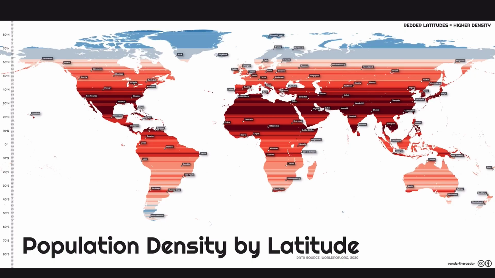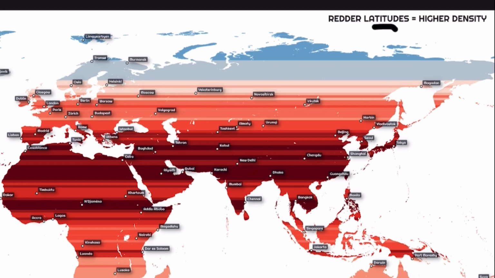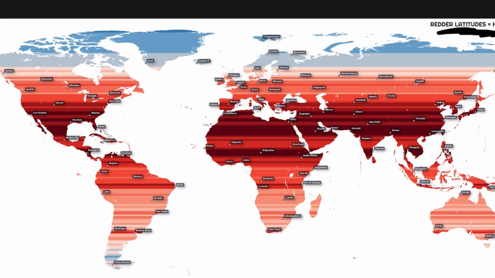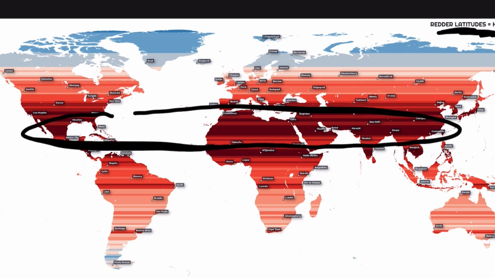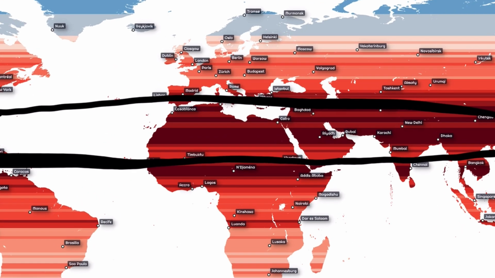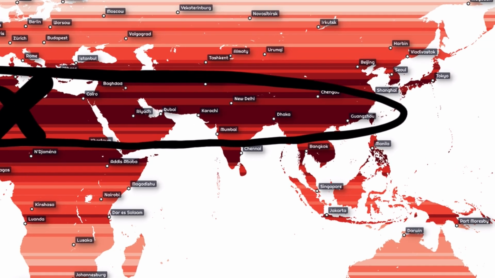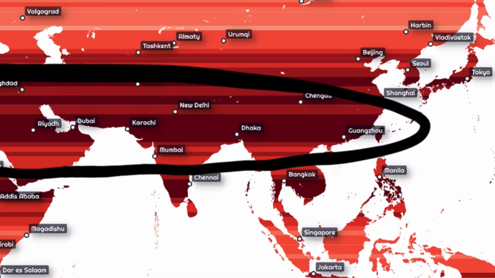Okay, so this first one is population density by latitude. As we can see here, redder latitudes equals higher population density, and immediately you can see that this band right here has a ton of people living in it. Now this band goes right through the middle of the Sahara Desert, and I can guarantee you essentially nobody lives there. But if you look elsewhere, we can see where all this population comes from.